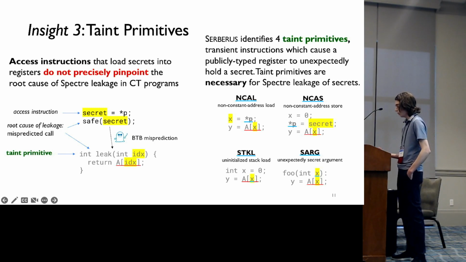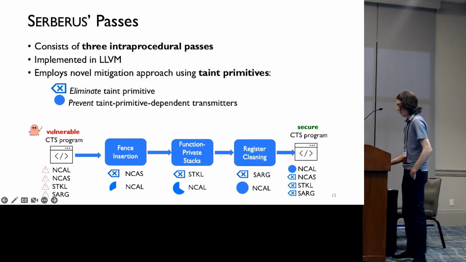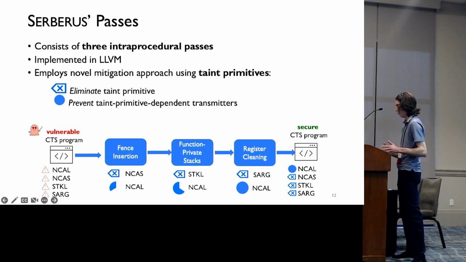And so we then formally prove using operational semantics that there exist exactly 4 kinds of taint primitives in programs that satisfy Serberus' speculation constraints, hardware that satisfies Serberus' speculation constraints, and software that satisfies the static constant time programming contract. And we also prove that all Spectre leakage involves one of these taint primitives. So this is a strong result which allows us to design a new kind of mitigation that, rather than focusing on access instructions, focuses on taint primitives.